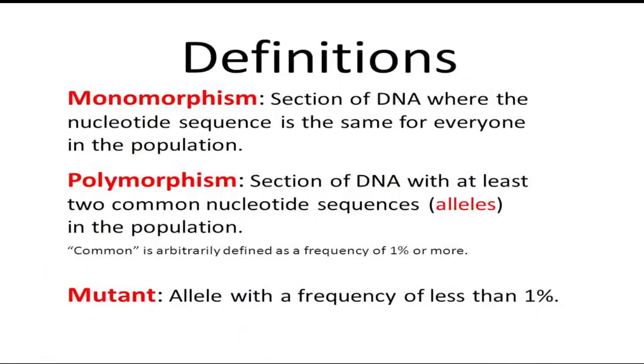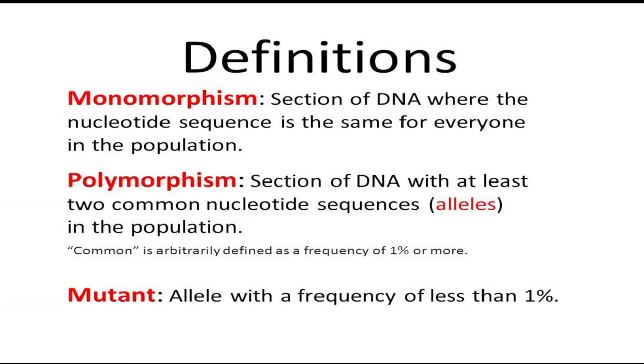So polymorphism. These are mutations in genes which provide the common nucleotide sequences in population. The polymorphism we call the mutation, the frequency of which in population is near 1%. The monomorphism, this is a part of DNA where the nucleotide sequence is the same for every one in the population.